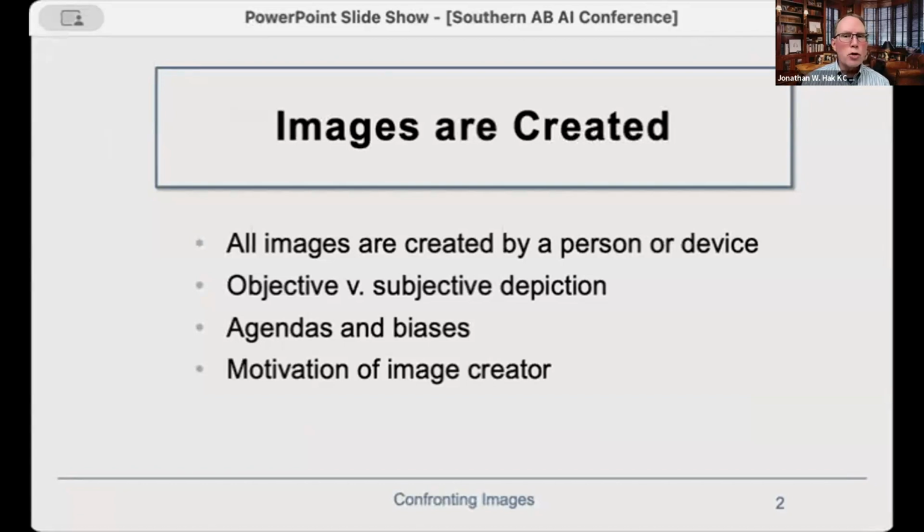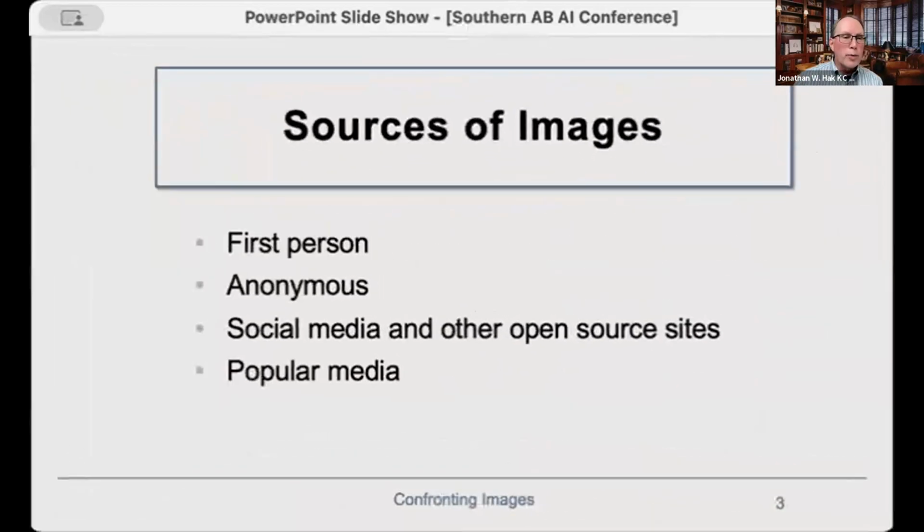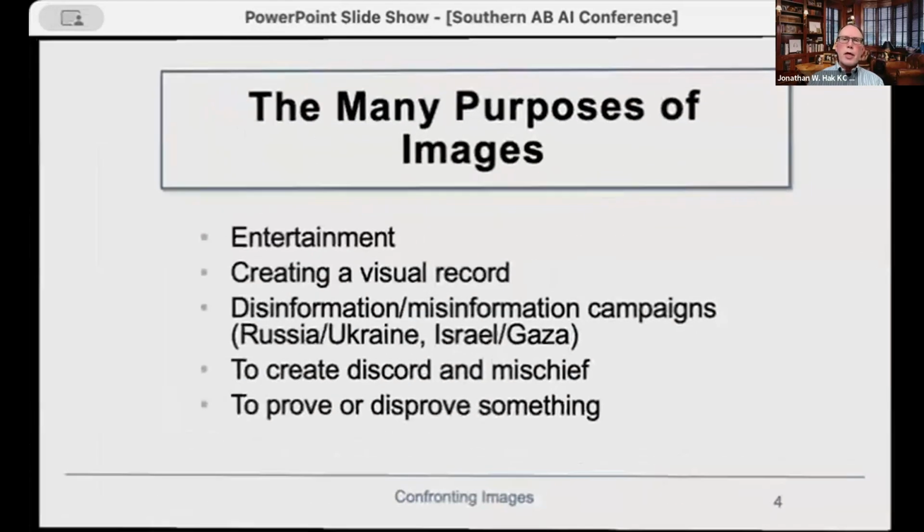But a lot of images are created by a person, and so those are very subjective depictions where the photographer decides what to include in the image and also what to exclude from the image. And so the motivation of the image creator is an important factor in looking at what image is actually presented for consideration. Where do we get images from? Of course, first person. When you shoot a video with your smartphone, that's first person imagery. We have a lot of anonymous imagery. We see a lot of that on social media and other open source sites where we don't know who the photographer is. We don't have access to the original media. And we see a lot of those in popular media as well.